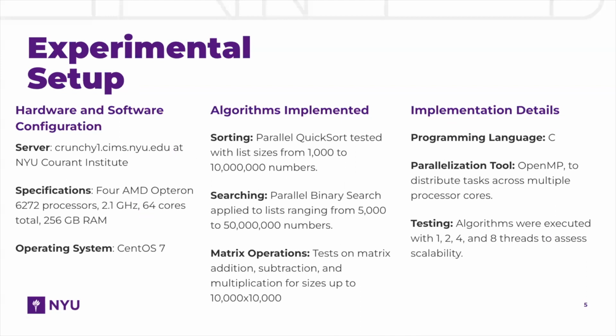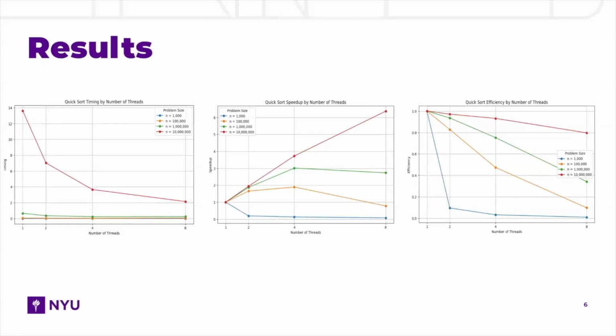For search, we implement the binary search. For matrix operation, we implement using two different algorithms. For implementation, we use programming language C and OpenMP for managing the parallelization. We test each algorithm using 1, 2, 4, and 8 threads to see how performance change with the number of threads. For the results, we use the QuickSort to analyze and measure the metrics.